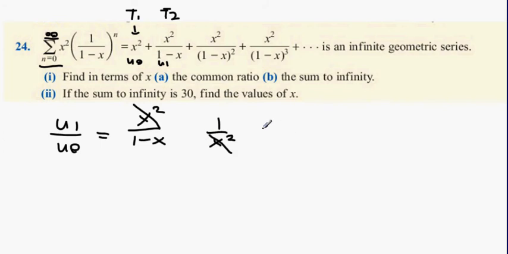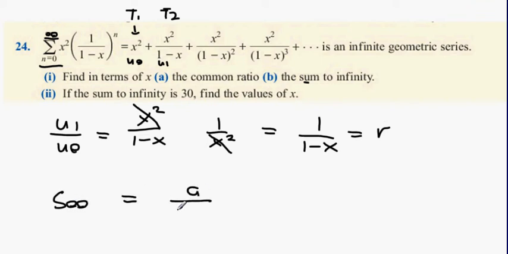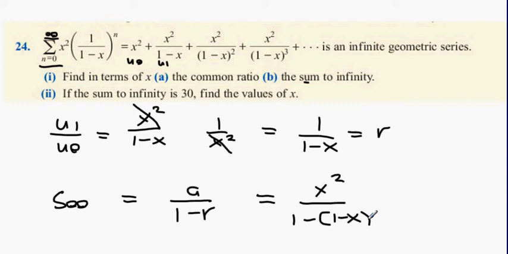And the common ratio is 1 over 1 minus x. Right, so that's the common ratio. Now to find the sum to infinity: S infinity equals a over 1 minus r. Your a value is your first term in your sequence, which is x squared. So S infinity equals x squared divided by 1 minus, bracket, 1 minus x.